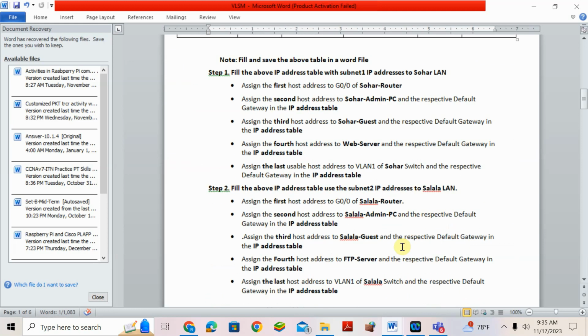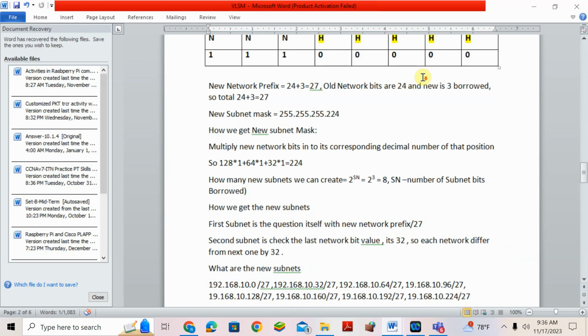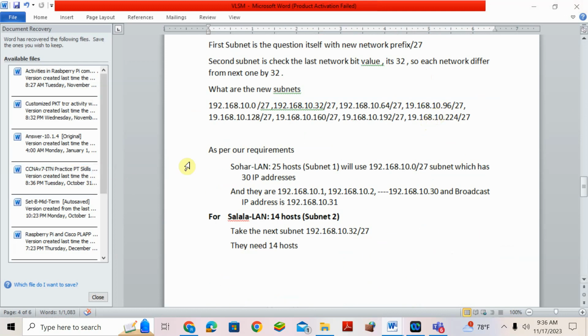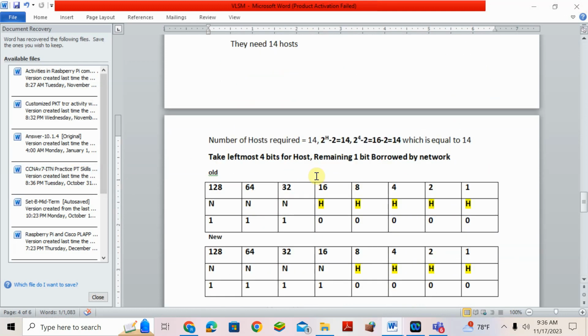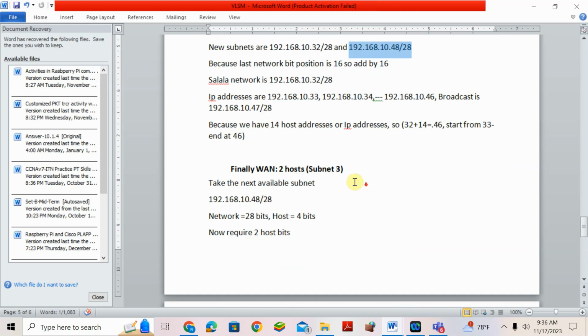Clear? Now last part, WAN requires 2 hosts. Okay. So what we will take is, after we took which one? This one for Salala. Now this is remaining, 48. I will take this one now because we don't want to waste any network or IP. So we'll take this one now. Okay. Now what is the requirement? 2 hosts or 2 IP addresses.